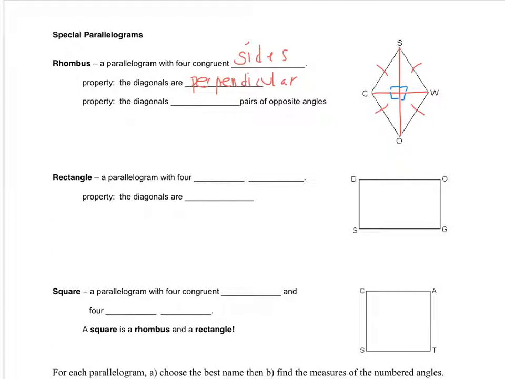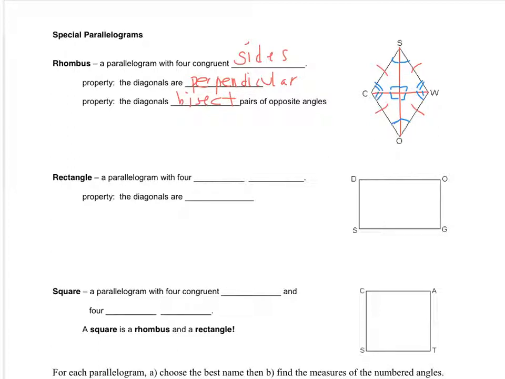Also, the diagonals bisect pairs of opposite angles. Okay, so what that means now is that this vertical diagonal going up and down bisects angle S into 2 equal angles, and it bisects angle O into 2 congruent angles. Then also the horizontal diagonal will bisect angle W and C.